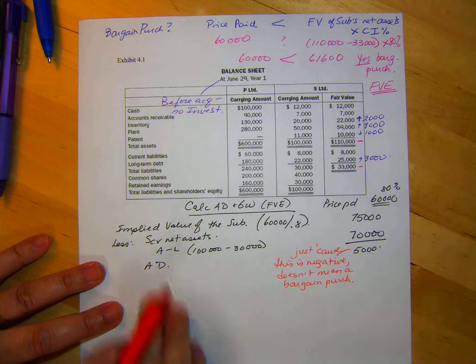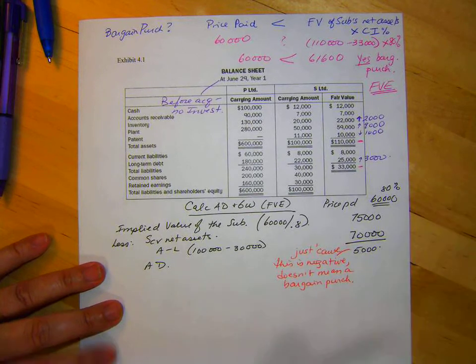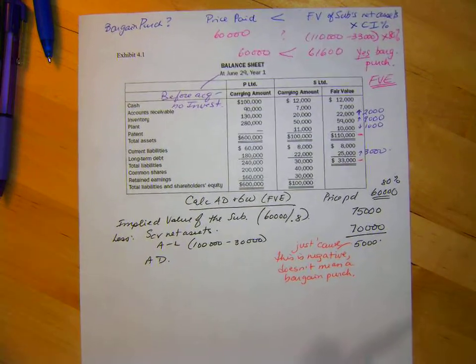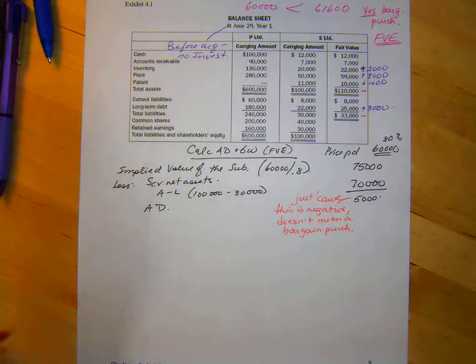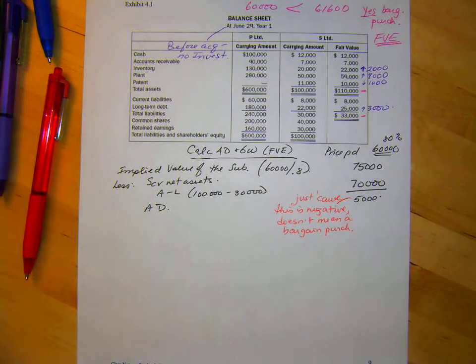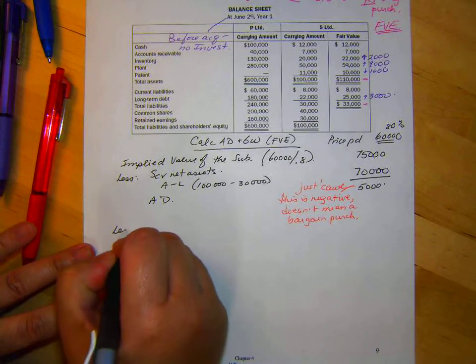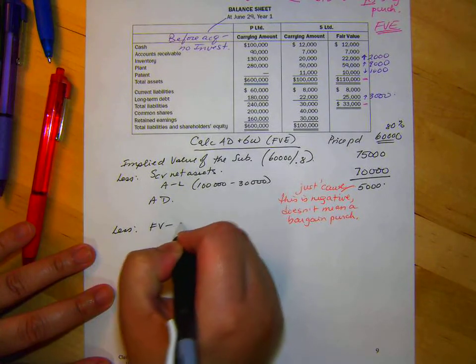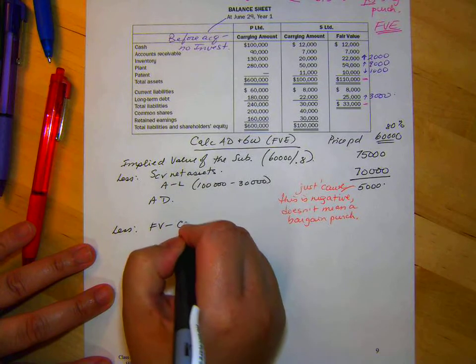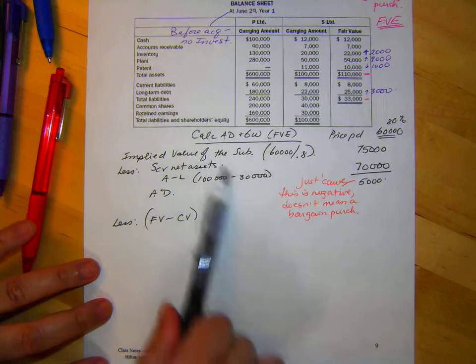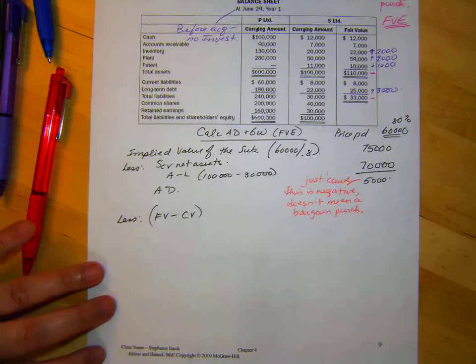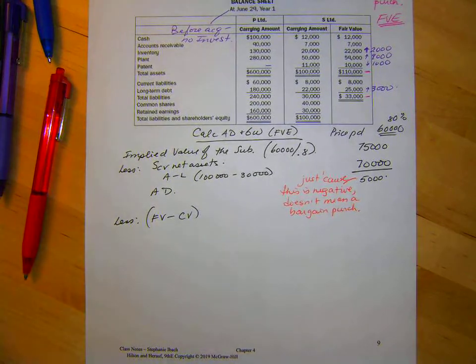This could be negative, but then the changes we have here could bring it back to positive. So don't just stop there and go, oh, must be a bargain purchase. Okay, then we take away FV minus CV. And by now, you guys, this should be second nature. By the end of the chapter, you should be able to do this without even thinking, quickly and flawlessly. So make sure you do enough questions.